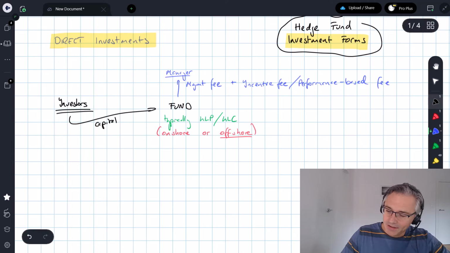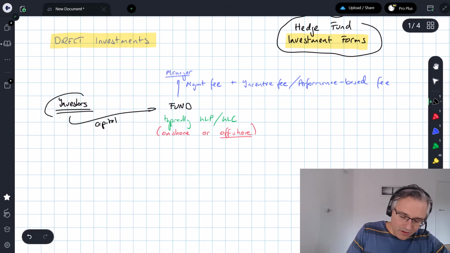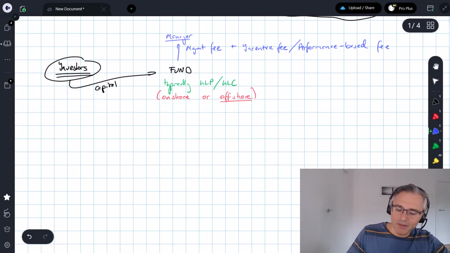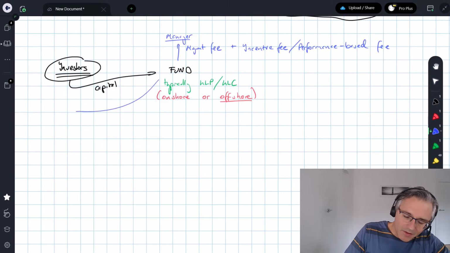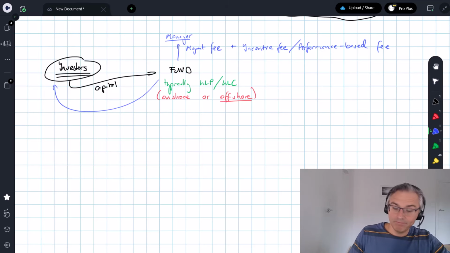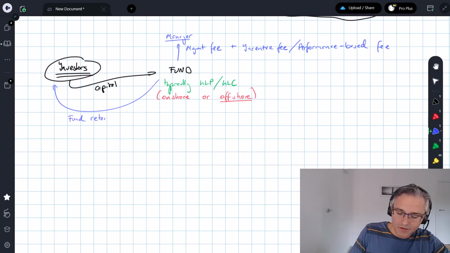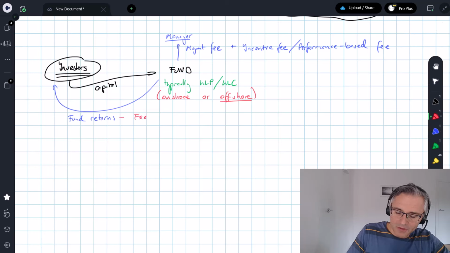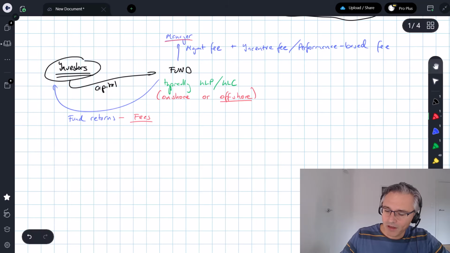Right, and those investors who are the suppliers of capital, they're typically called limited partners in a limited liability structure. They will receive whatever the fund generates, so the fund returns, but minus those fees which need to be paid to the managers, the people running the whole thing.